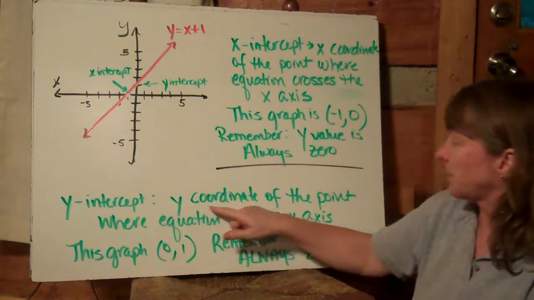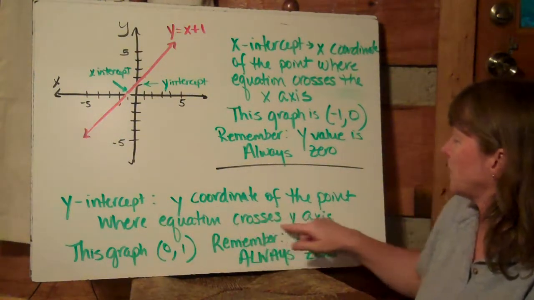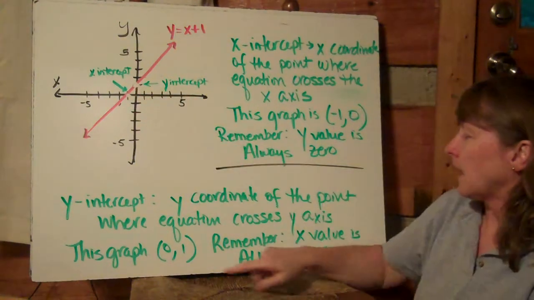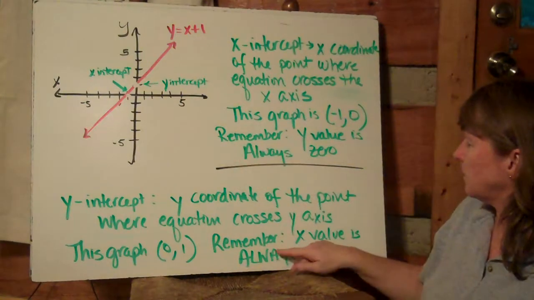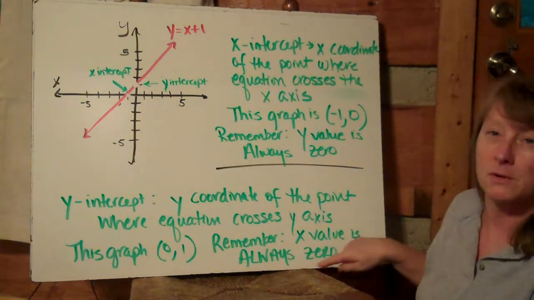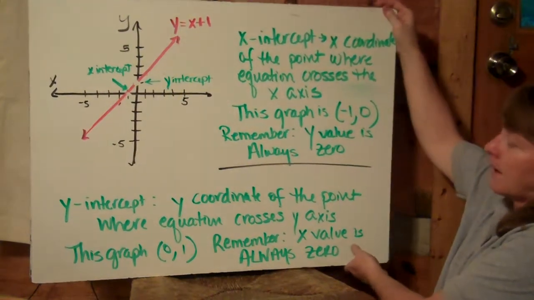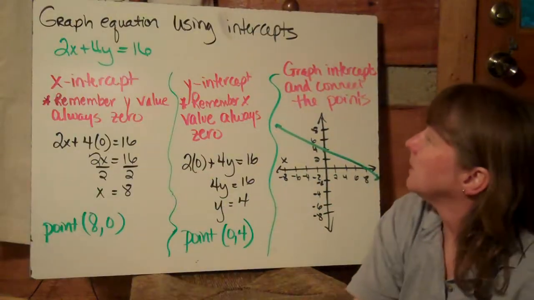The y-intercept: it's the y-coordinate of the point where the equation crosses the y-axis. It's right here. And in this graph, it's 0, 1. And you need to remember that the x value is always 0. Okay? You can graph a line based on the intercepts.